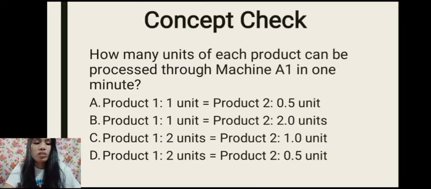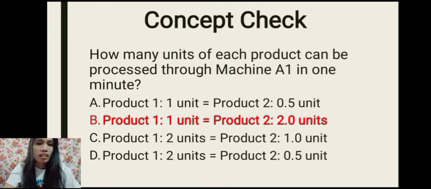How many units of each product can be processed through machine A1 in 1 minute? So the answer is B. Product 1 produces 1 unit, equal to product 2 that produces 2 units.